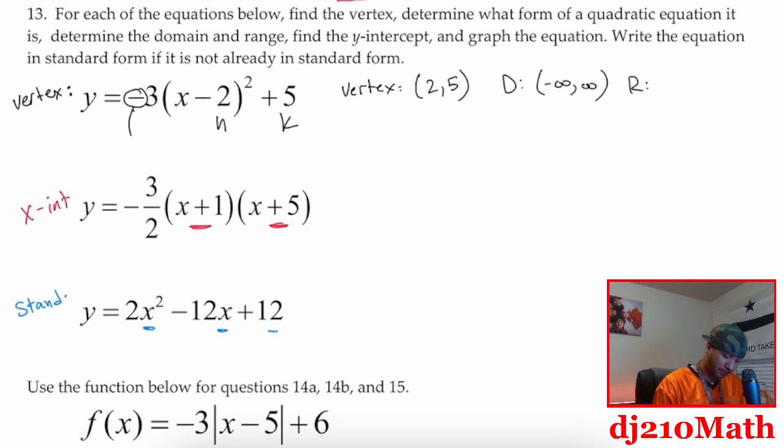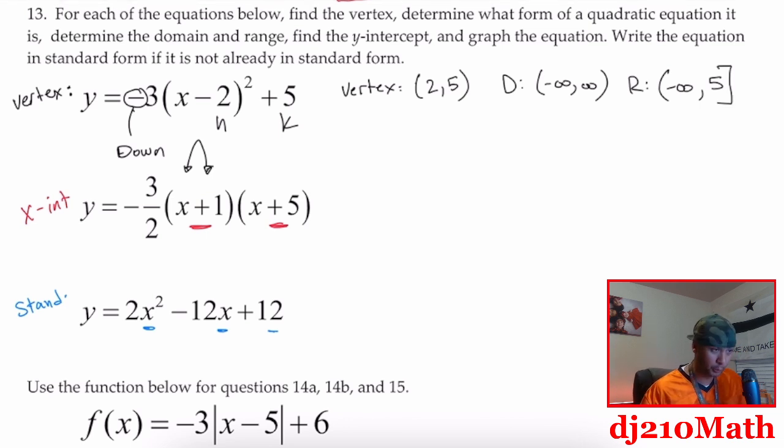The range, however, okay, so this is going to take some brain power. This is negative, so it opens downward. Right, it opens downward. So that means it's going to have a max. So the range is going to go from negative infinity up to the max. Matter of fact, it's going to go to the y component of the max. So this is going to go from negative infinity, because it goes from bottom to top, up to the y value of the vertex. So 5. With a bracket, because it's continuous, right? It's included.